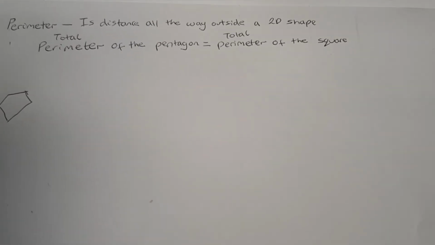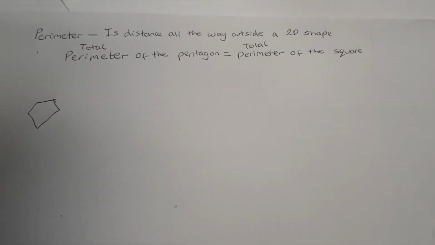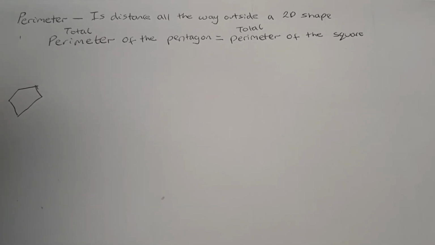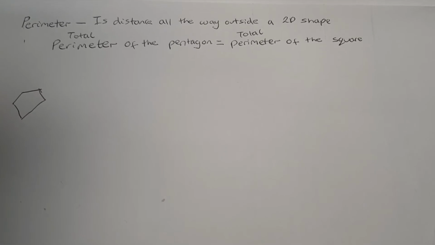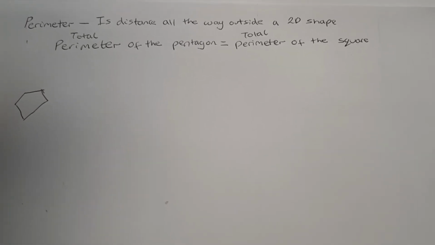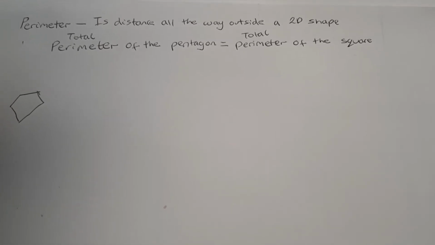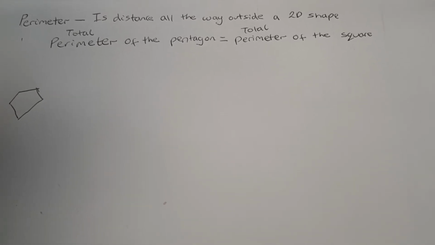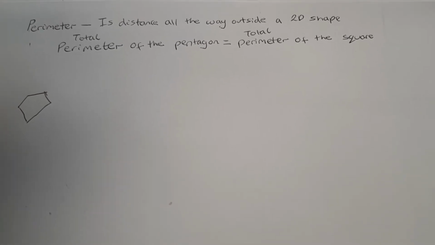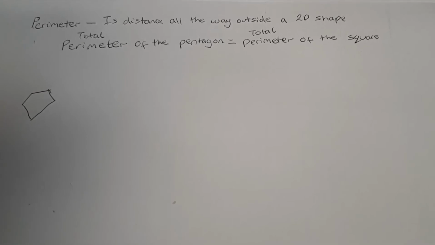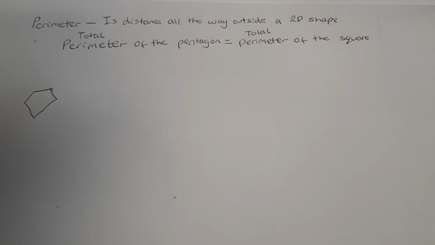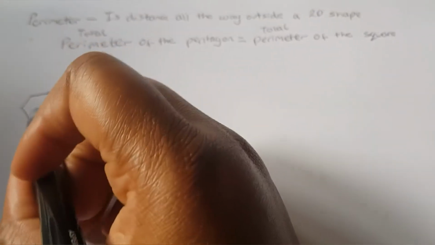Okay, so we're going to answer the question now. We know that the perimeter is the distance all the way around the outside of a 2D shape, so we need to use the information given in the question. We know that the total perimeter of the pentagon is equal to the total perimeter of the square. That's the information they have provided. What we can calculate with the information provided is the total perimeter of the pentagon, so I'm going to work that out.